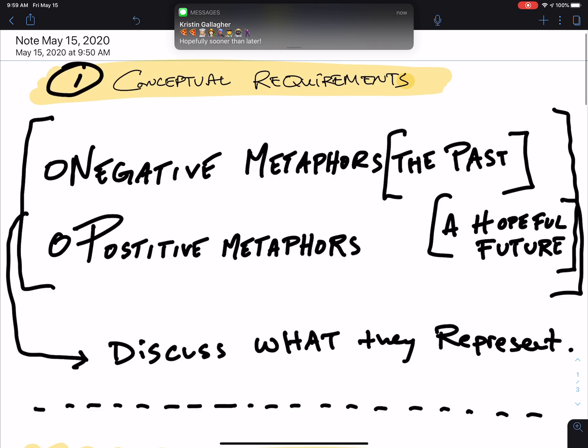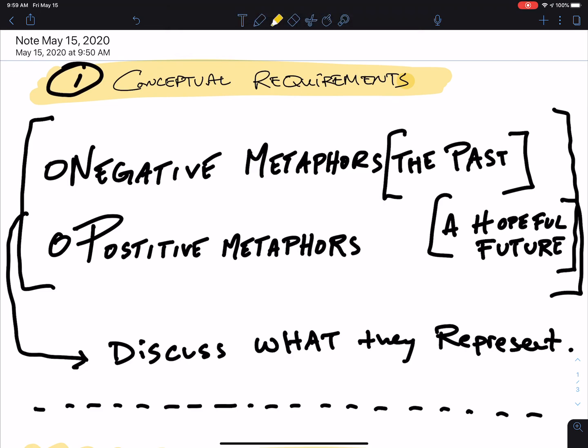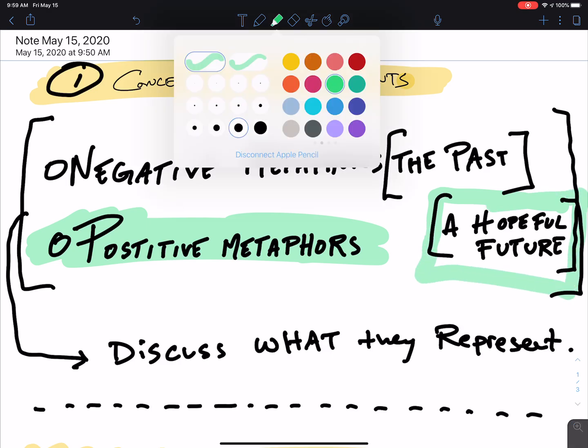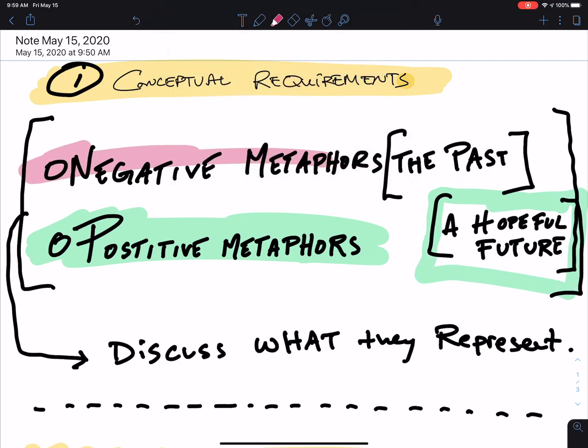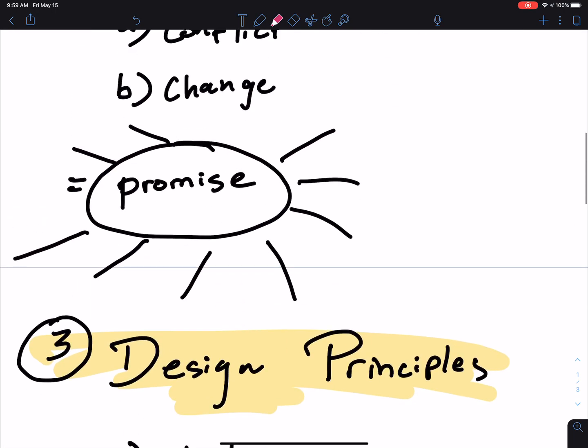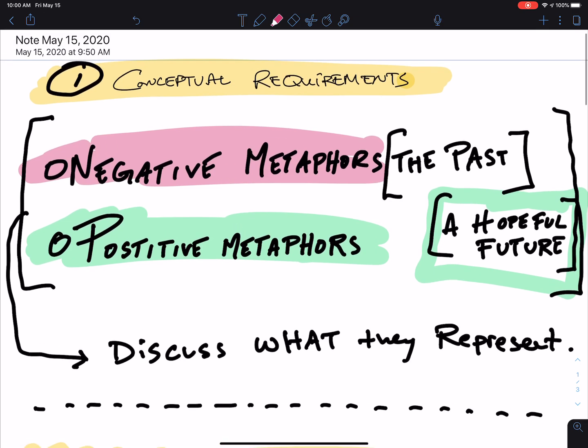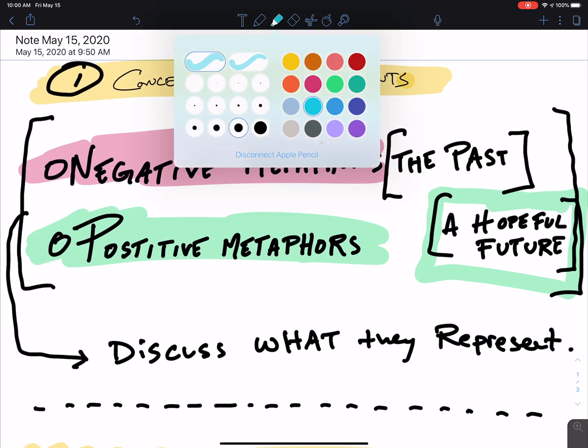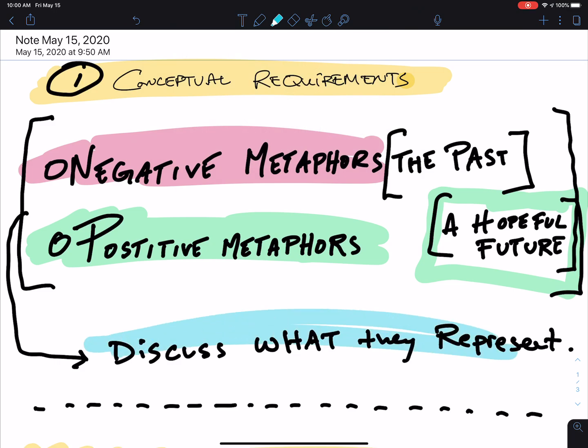As far as conceptual requirements, when you think about the mask, I want you to think about what are my positive metaphors representing a hopeful future for me? And then what are my negative metaphors, right? If you have both of these, that's going to help with visual opposition. And then I'm going to discuss real quickly what I think those metaphors might represent.